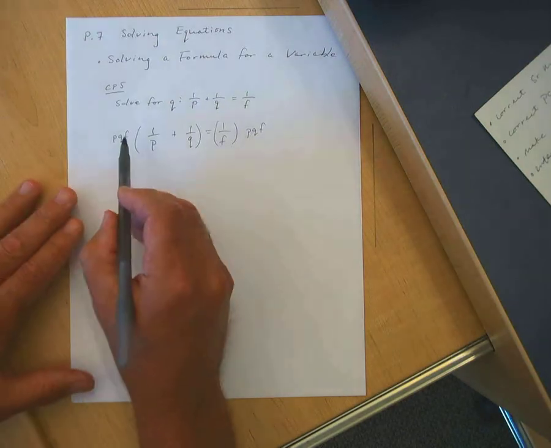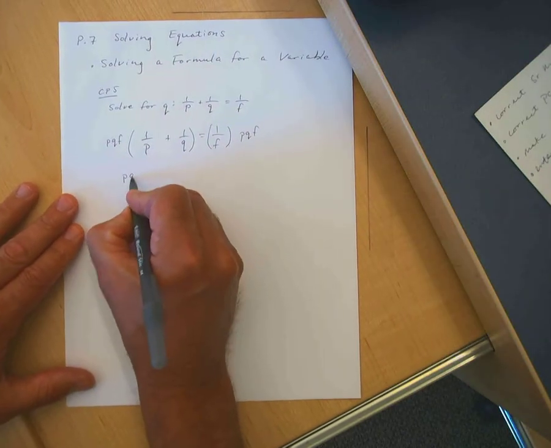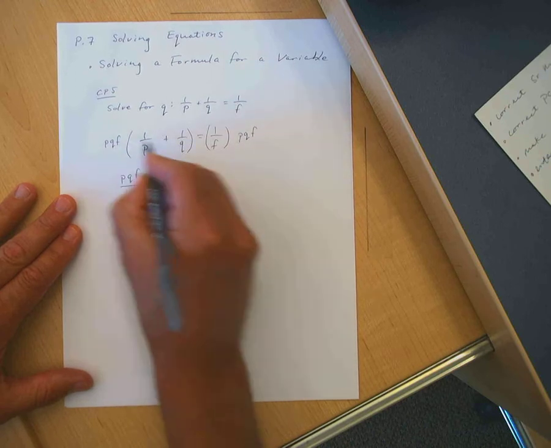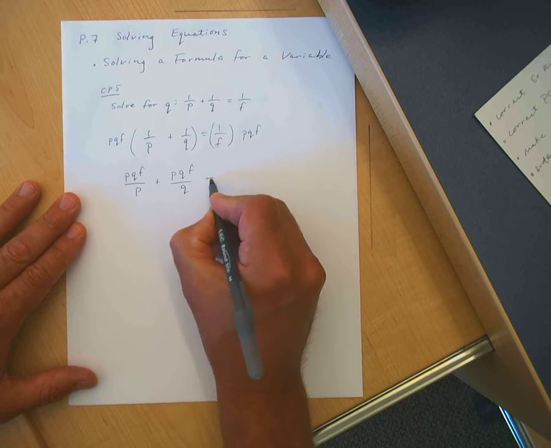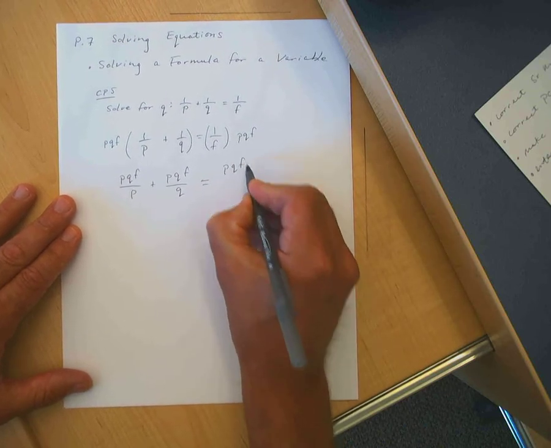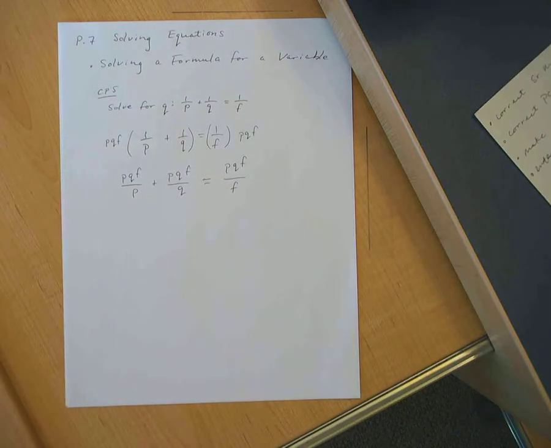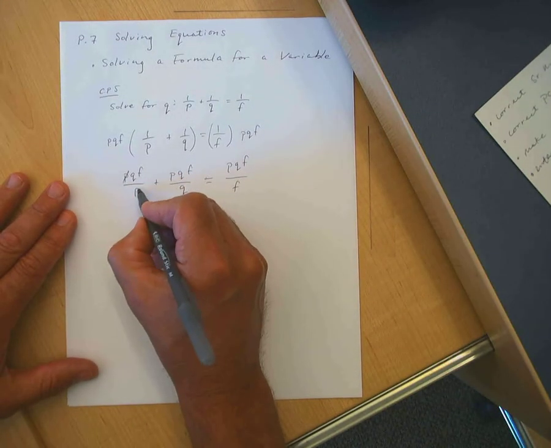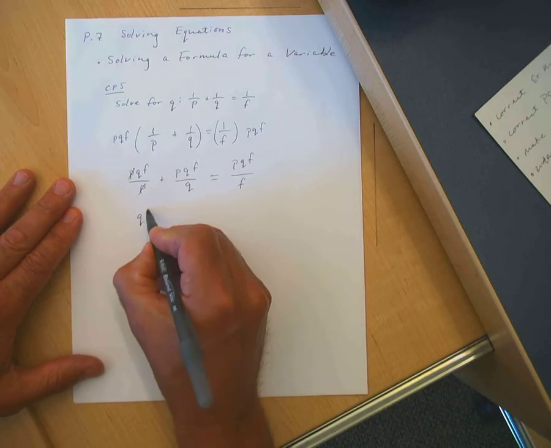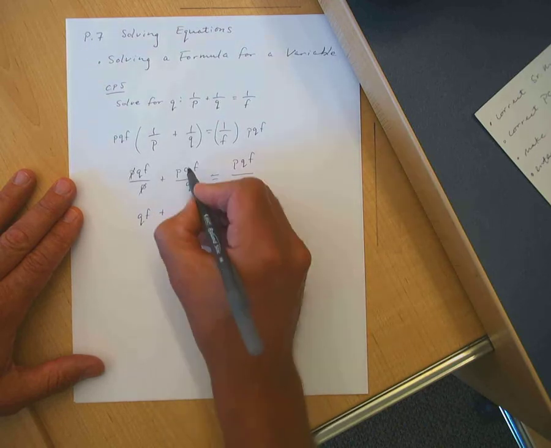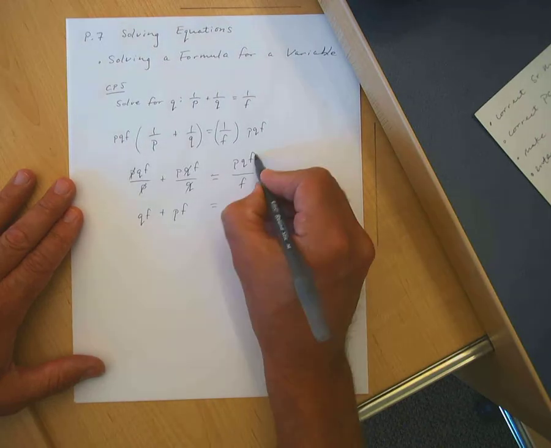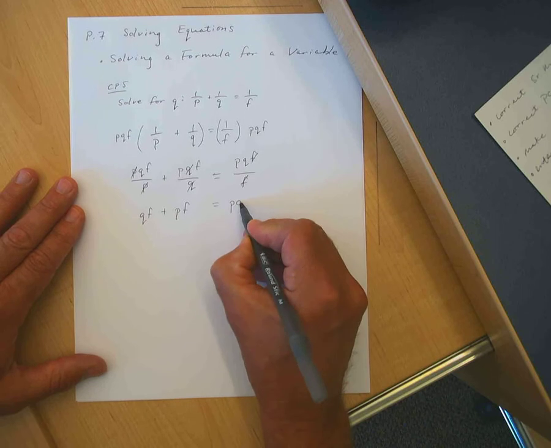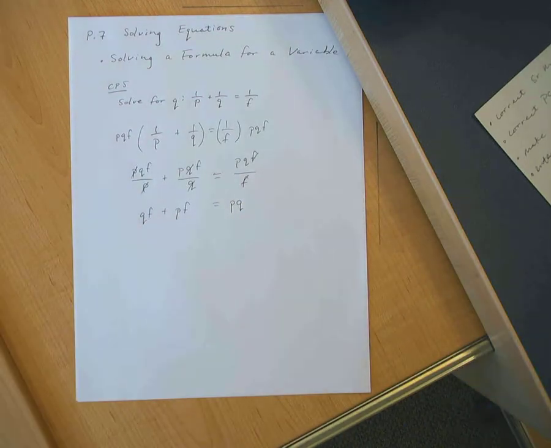When I multiply through on the left, I'm going to get PQF over P plus PQF over Q. And on the other side, I'll get PQF over F. Okay, now that you have it in that form, we can cancel out some factors. Take out P here. What I'm left with is QF. In the next term, we can cancel out the Q's, and we have PF. And then on the other side here, we can cancel out the F's, and we have PQ. So at this point, at least we've gotten rid of the fractions.